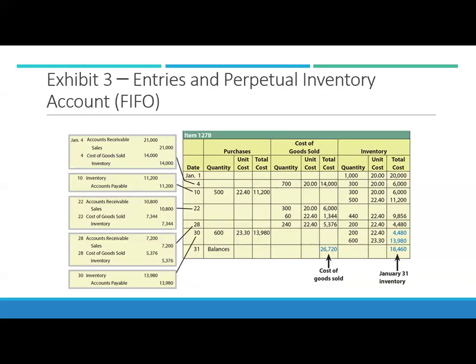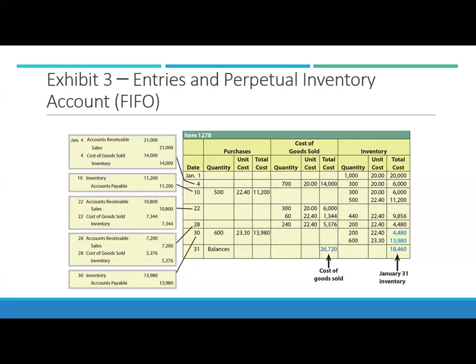Then when we sell another 240 units on the 28th, it all comes from the $22.40 inventory because that's all we have left. This column here shows our cost of goods sold. And so we have 240 units, $22.40 per unit, $5,376 is our total cost of goods sold for that transaction. And then our remaining inventory is 200 units at $22.40.